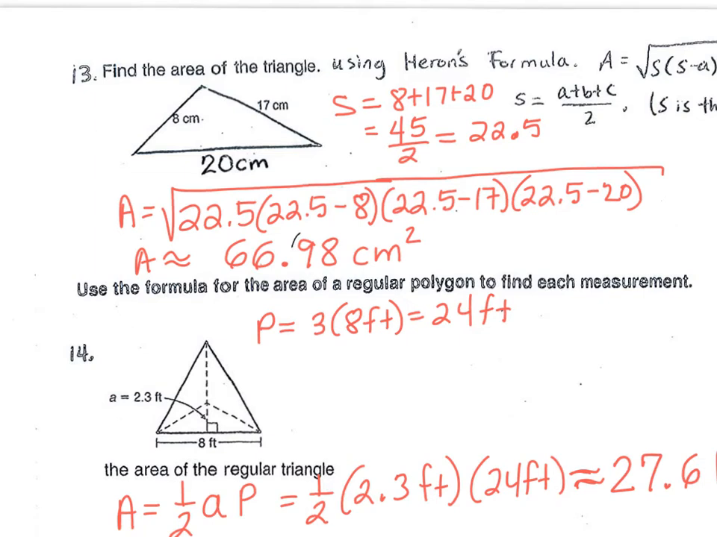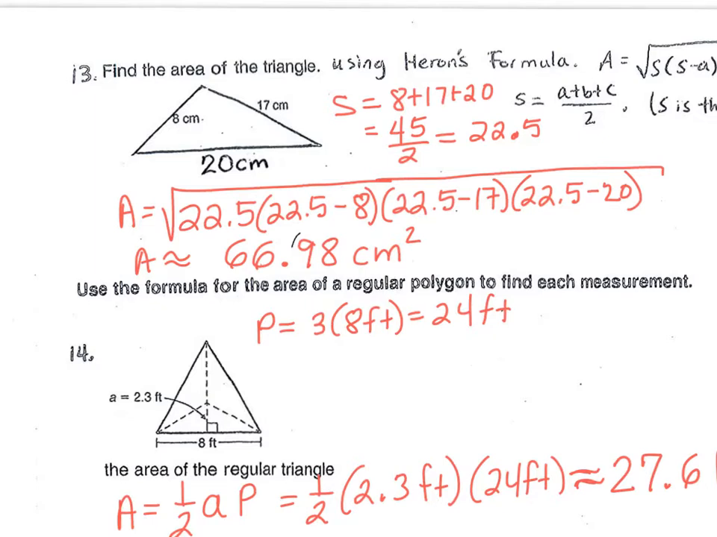For problem number 13, you're supposed to get the S, which is the perimeter, divided by 2. Did you get 22.5? Yes? Perfect. And then when you plug in that 22.5 into Heron's formula, the answer is supposed to be 66.98 square centimeters. Did you get that answer?